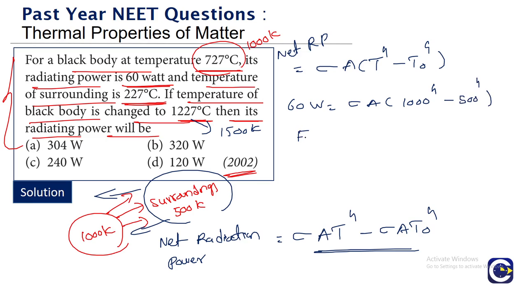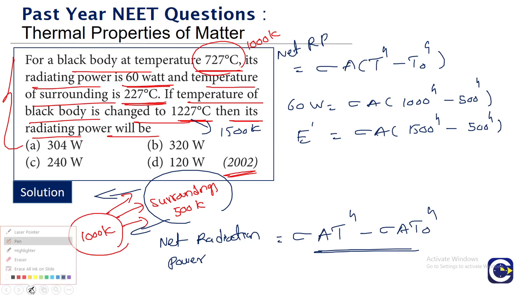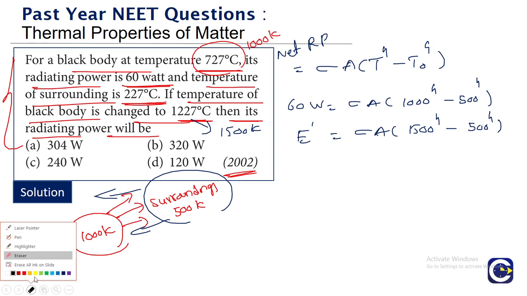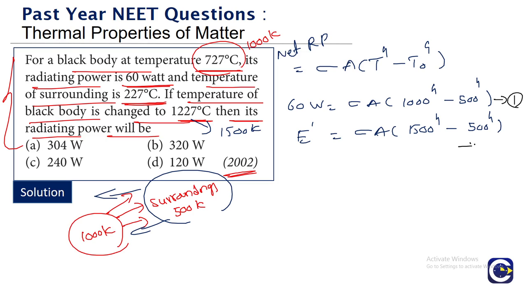The new radiation in the second case, let us say E dash, is sigma A into the new temperature of the body, 1500 power 4, minus the surrounding, which is not changing. We will require this E dash value, that is what they are asking. So what we will do is just divide these two expressions. Let us call the first expression equation 1 and the second expression equation 2.